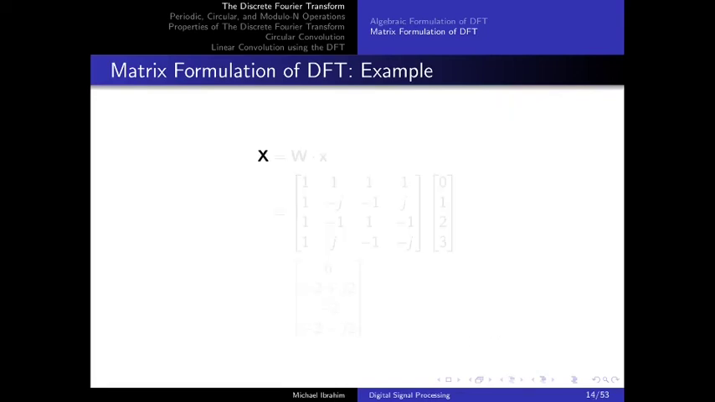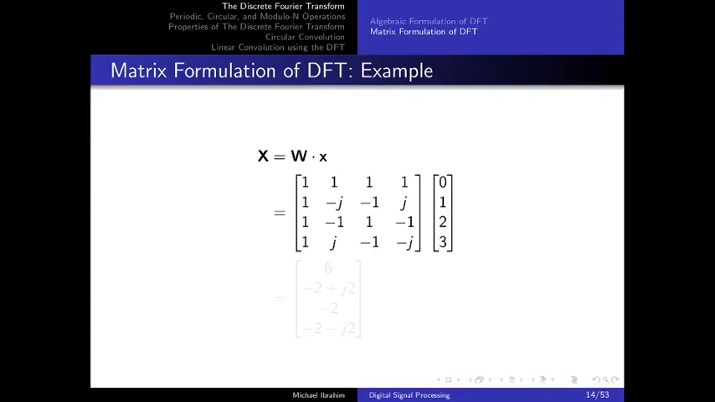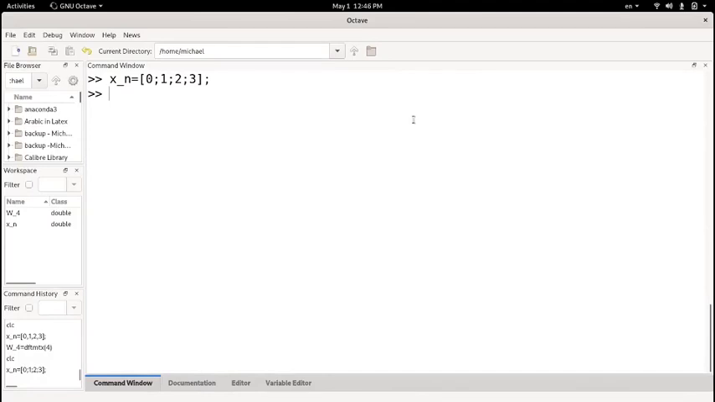So X capital, which is the DFT coefficients, will be equal to the matrix W times x small, being the column vector containing the samples of x of n. Doing the matrix multiplication is very straightforward, and this will be the DFT coefficients. Let's move to GNU Octave and see how we can do this in Octave or MATLAB.